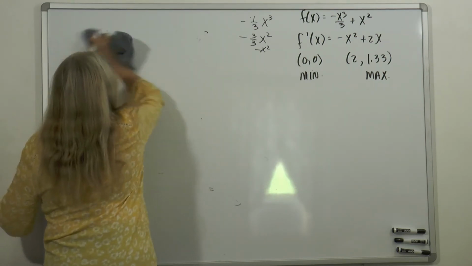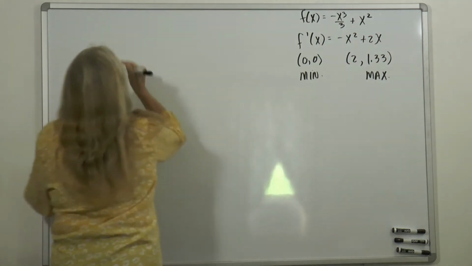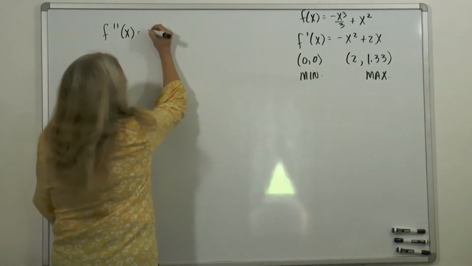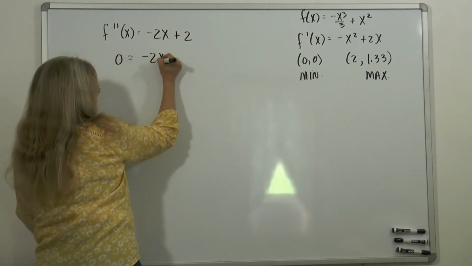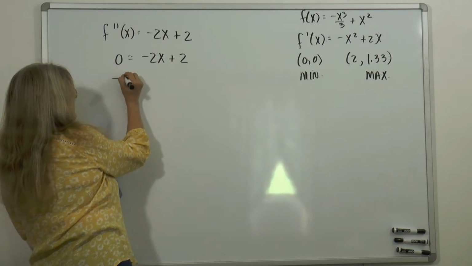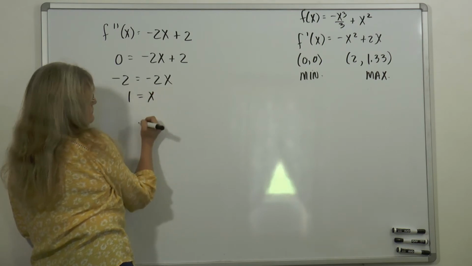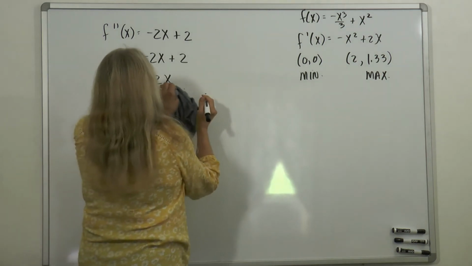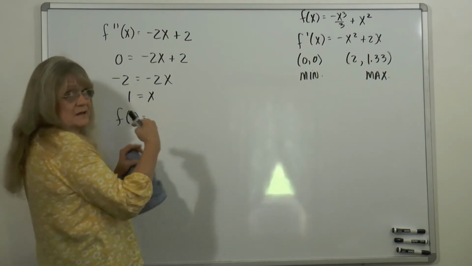So now, I'm going to find f double prime to see about the inflection point business. So f double prime of x, let's see, that's negative 2x plus 2. Set it equal to 0. Linear function, x on one side, numbers on the other. So if I subtract 2, I have negative 2 equals negative 2x. Well, that means that x equals 1. Okay? So that gives me the point. Oops, now I have to find f of 1. Not f double prime of 1, f of 1, because I'm graphing f.